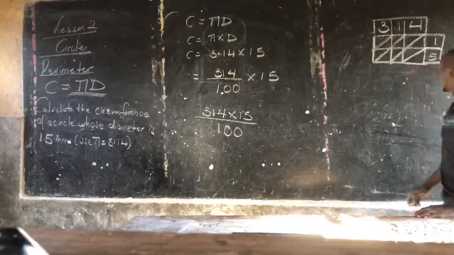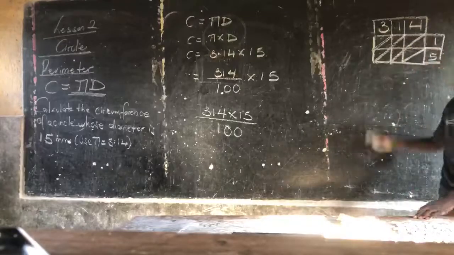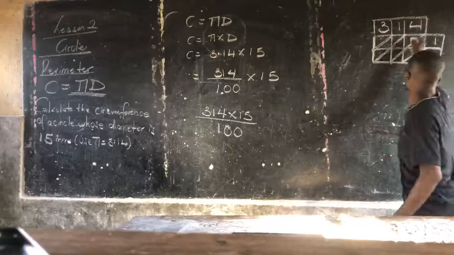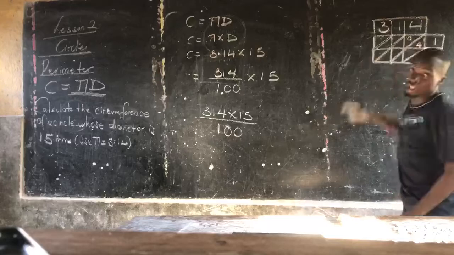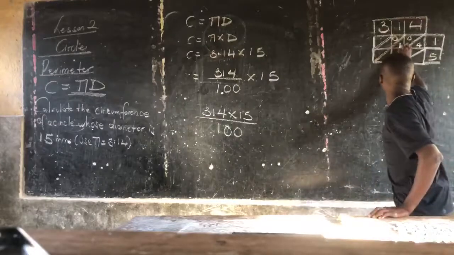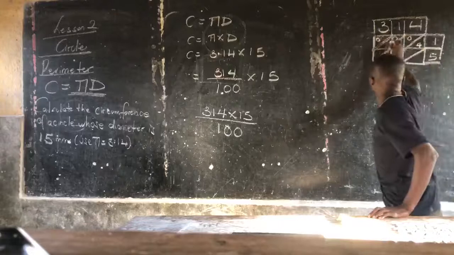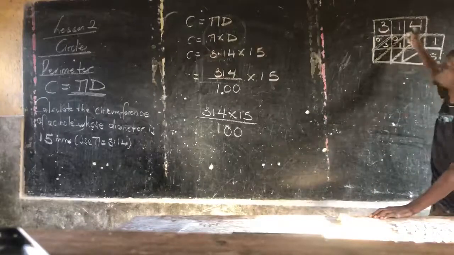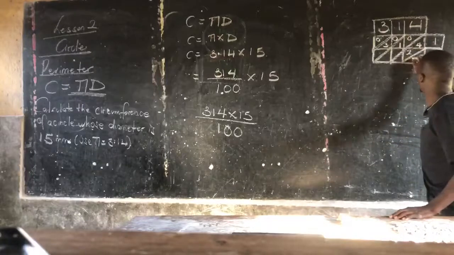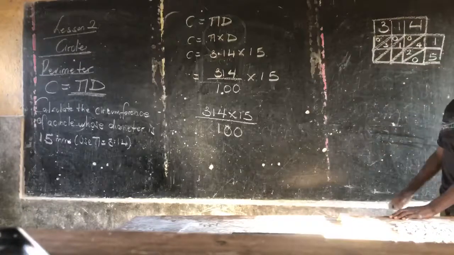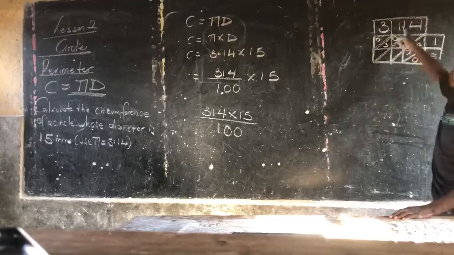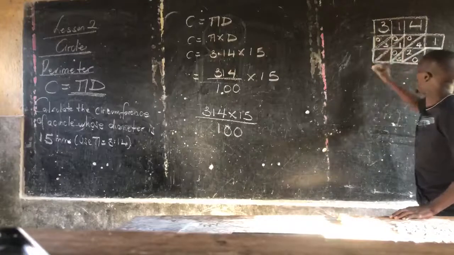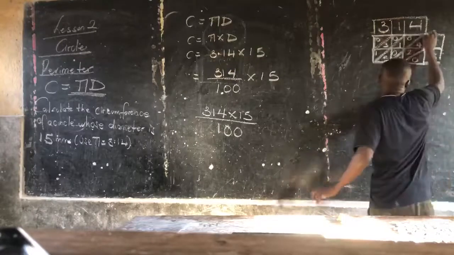So what is 1 times 4? You have 0, 4. 1 times 1 is 0, 1. 1 times 3 is 0, 3. Then 5 times 4 is 20, so 2 and 0. 5 times 1 you're going to have 0, 5. Then 5 times 3 you're going to have 15. These are our answer boxes.